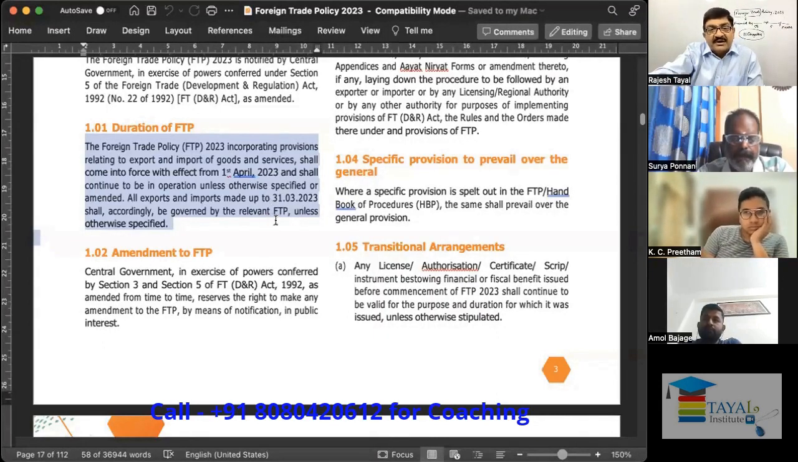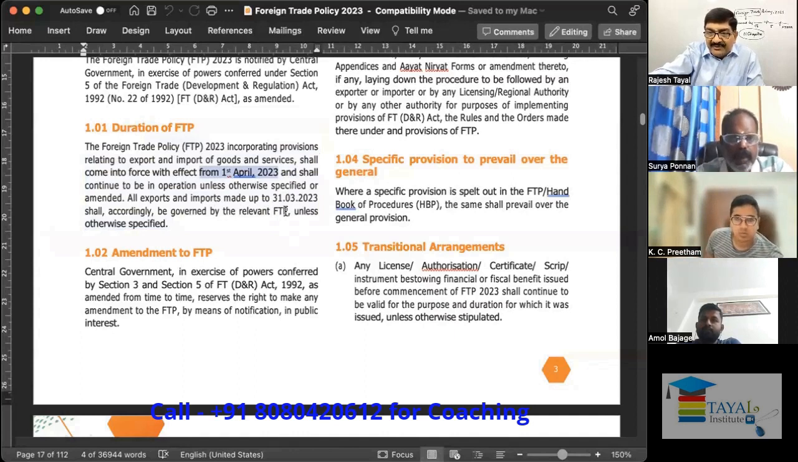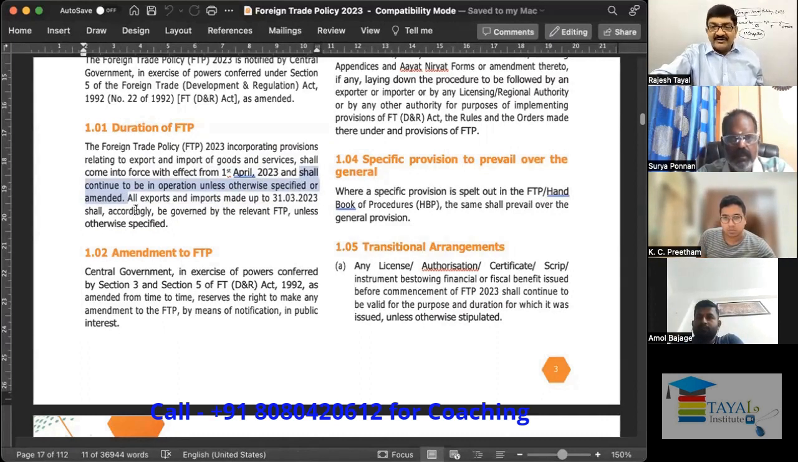So now underline the date, from which date? Effective from 1st April 23, note down the date, underline the date. New foreign trade policy effective from 1st April 2023. Right. And how long will it be operational? And shall continue to be in operation unless otherwise specified or amended. Means no fixed validity period. Even after 20 years, 30 years, you may refer to Foreign Trade Policy 2023, but that will be amended on a year-to-year basis. So instead of bringing the new policy every time, relevant amendments will be incorporated.